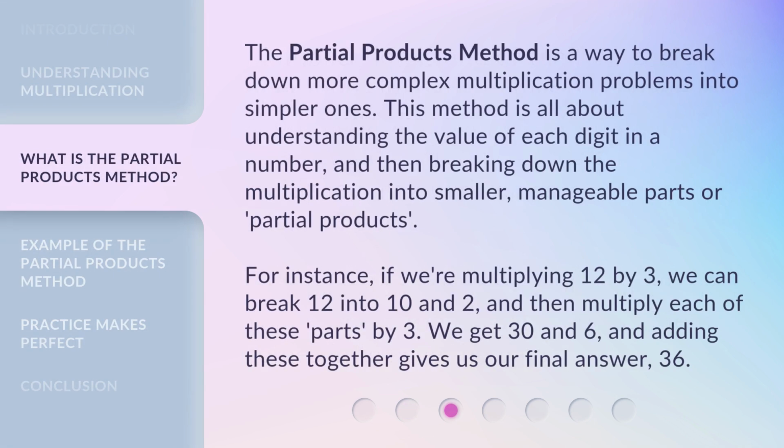The partial products method is a way to break down more complex multiplication problems into simpler ones. This method is all about understanding the value of each digit in a number, and then breaking down the multiplication into smaller, manageable parts or partial products. For instance, if we're multiplying 12 by 3, we can break 12 into 10 and 2, and then multiply each of these parts by 3. We get 30 and 6, and adding these together gives us our final answer, 36.